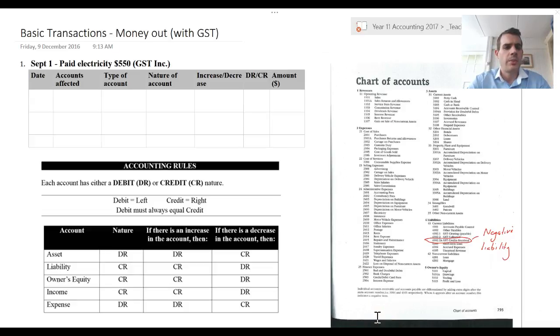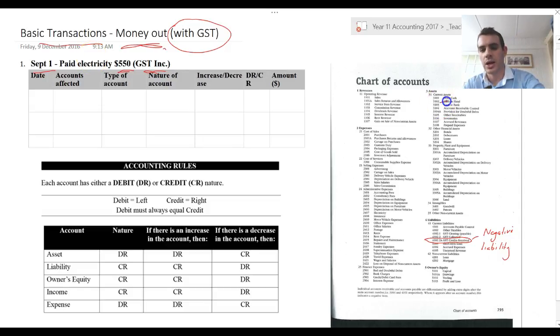In this video, we're going to be looking at basic transactions when money is going out of the business when GST is involved. Looking at this first transaction here, on September 1, we paid electricity for $550 GST inclusive. So firstly, we need to think about the accounts involved here. We paid electricity, so we know cash at bank is going to be one account involved. We paid electricity. So electricity, which is an expense, is going to be another account involved. The final account involved is going to be our GST account. Now, because we're paying an amount, the GST account that is going to be affected is GST credits received.